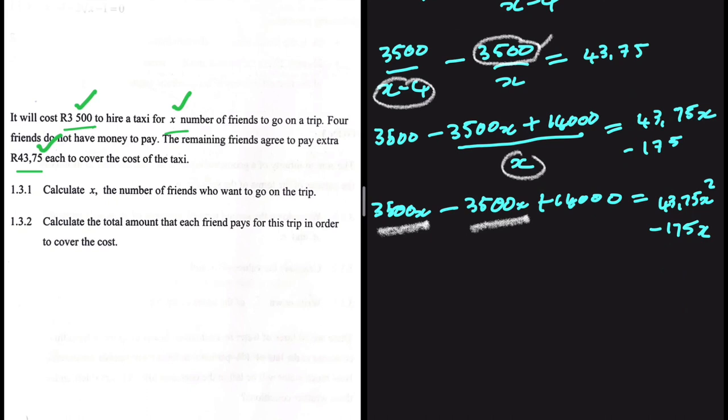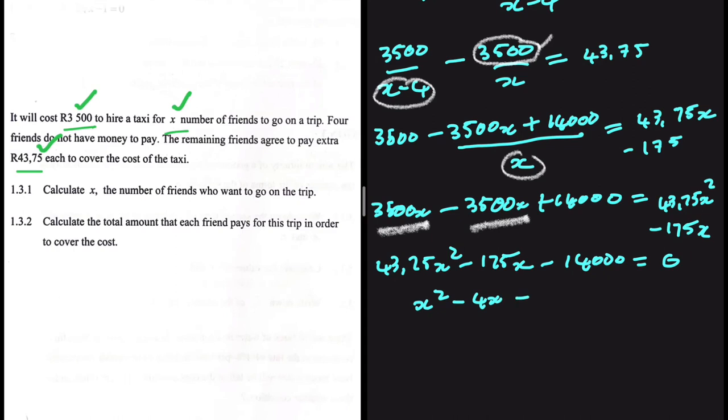If we group the like terms, we're going to get 43.75x squared minus 175x minus 14,000 being equal to 0. If we divide every term by 43.75, we're going to get x squared minus 4x minus 320 being equal to 0. So now we just need to factorize.